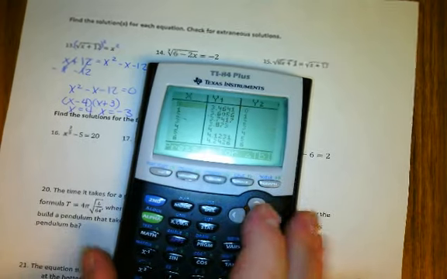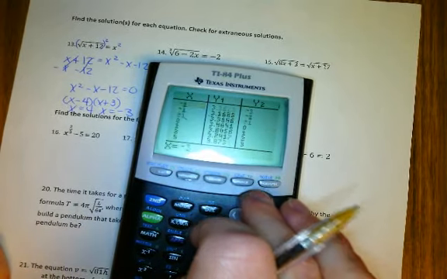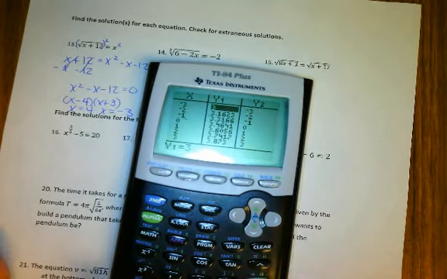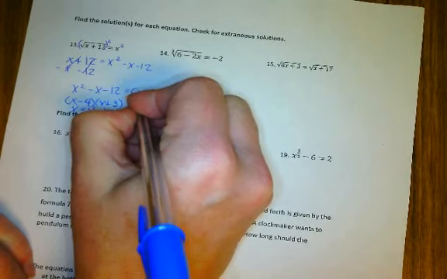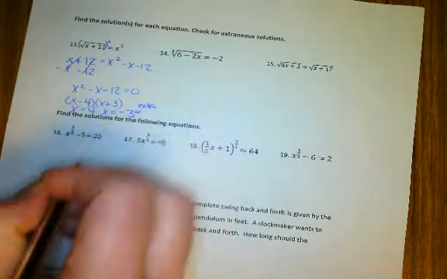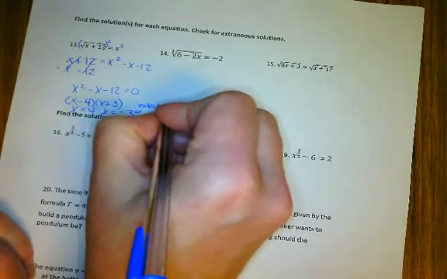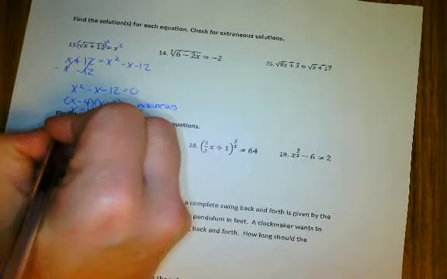Down here I'm going to have an x. I'm going to go to my table. All right, so when I go to x is negative 3, you'll notice that these two numbers are different. So that means that this is my extraneous. That's my extraneous. So that's going to be no solution.